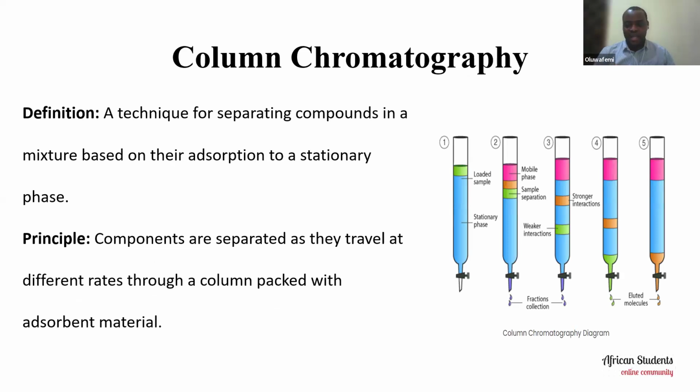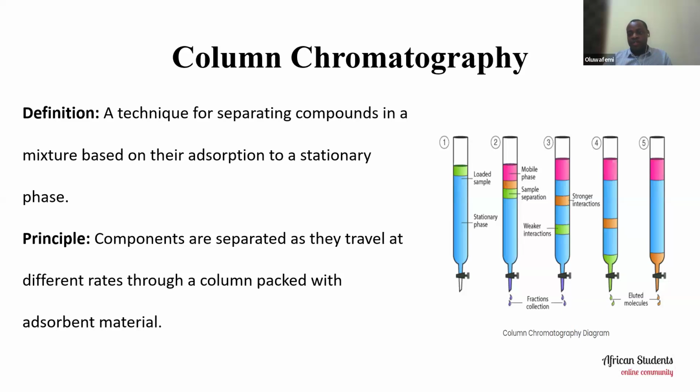And if you look at the diagram that I've put beside there, what you will see is the loaded sample. The sample is loaded into a column, like what you can see there. And then after loading the sample into the column, in the second diagram, you can see the mobile phase. Then the sample separation: the sample starts separating at this particular junction. The fractions are being collected from the tip of the column that was used for the separation.